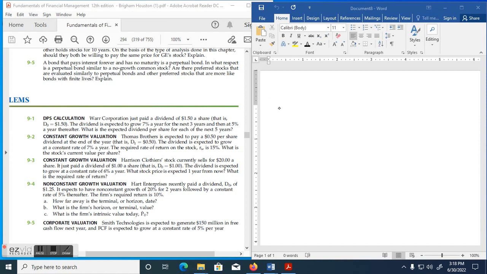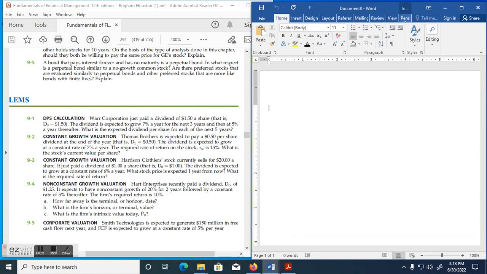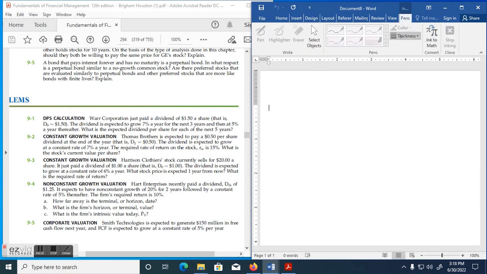Keep in mind that we've done three different types of models. The first model is our constant growth model, the second model is our non-constant growth model, and the third one is our zero growth model. So we'll be looking at questions accordingly where we solve for each particular situation. Looking at 9-2, we can use a situation of constant growth valuation.